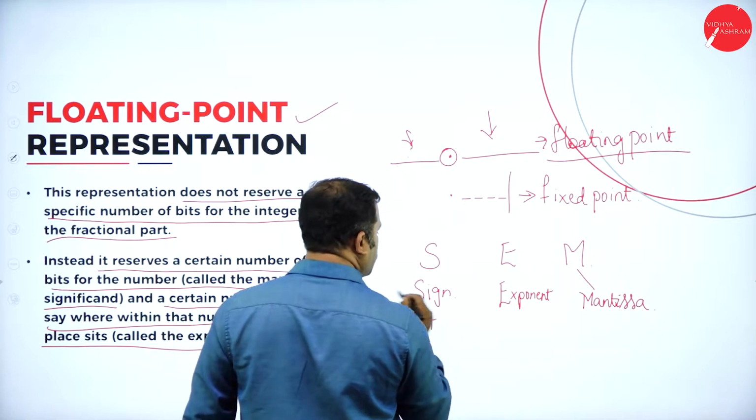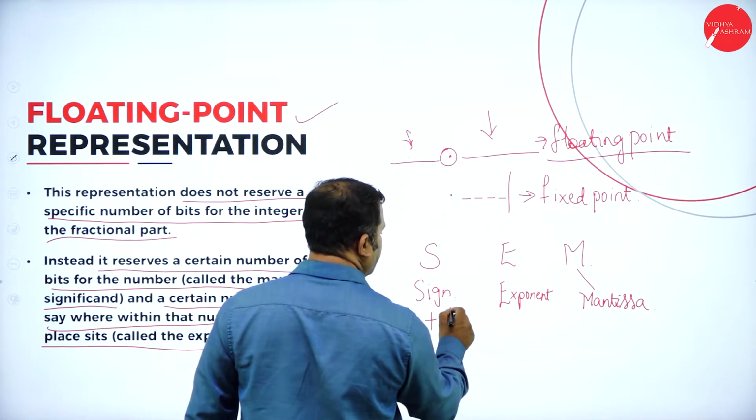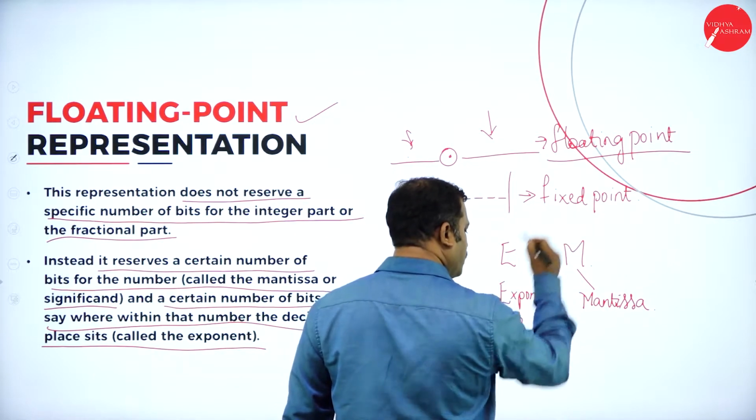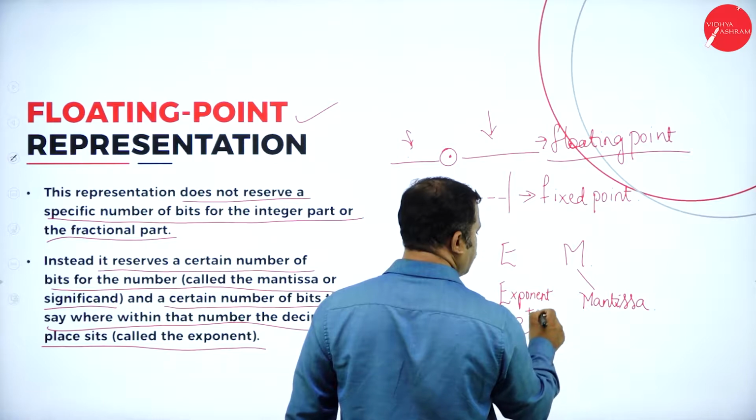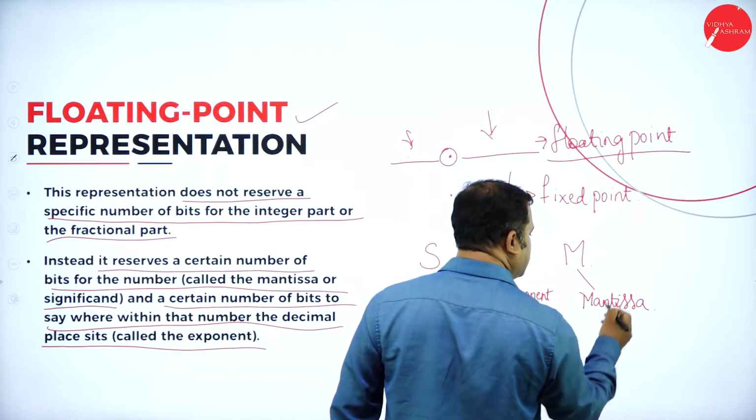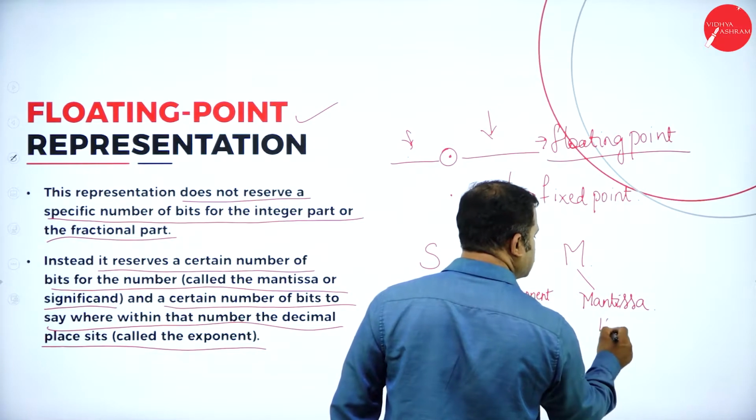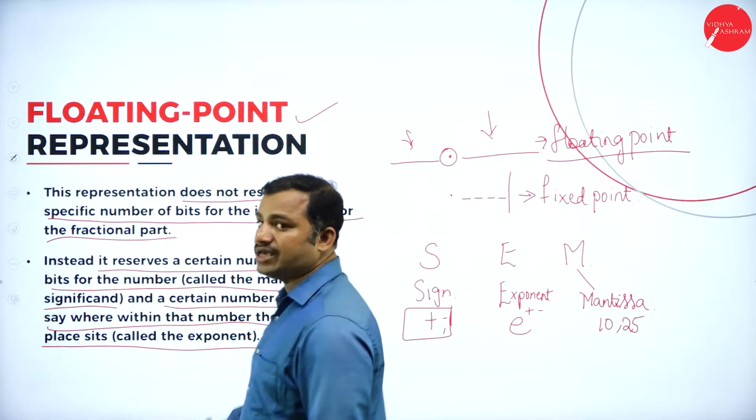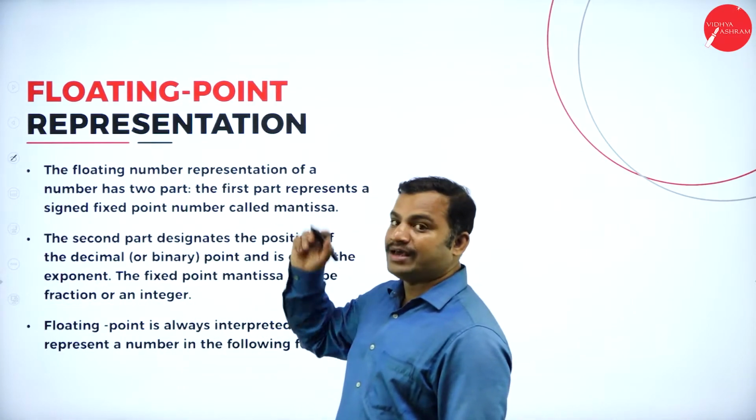This sign may be positive or it may be negative. The exponent, e raised to the power of some value, may be positive or negative. This mantissa may be any value, any integer part or any value like 10, 20, 25, and so on. Let us see one of the examples in the next and subsequent slides.